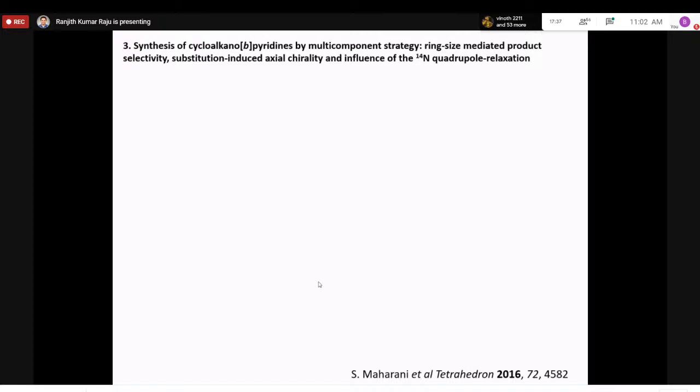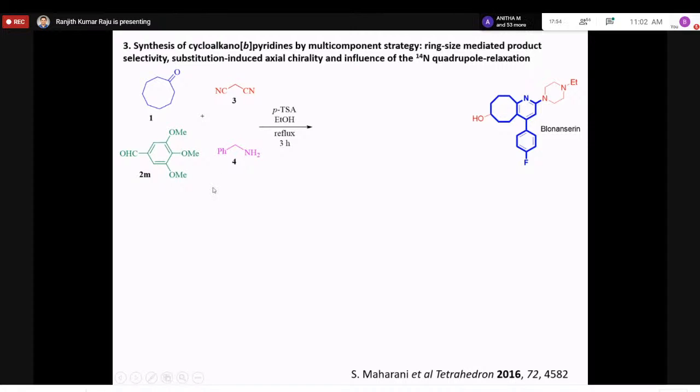And again, we made a slight modification to make the nitrogen substituted side chain as present in the blonanserin. So we used in this case, of course, the same solvent, ethanol. So we thought that this nitrogen could overcome the substitution that occurred by the solvent. So we thought that this would come first, and so we took this benzylamine, and we expected the nitrogen side chain as shown here.